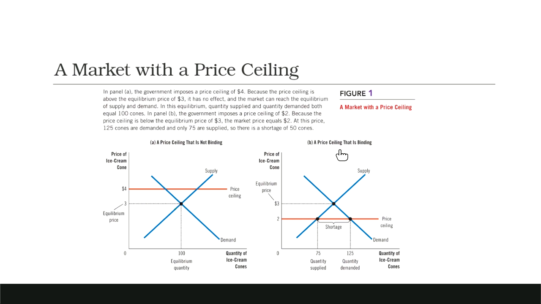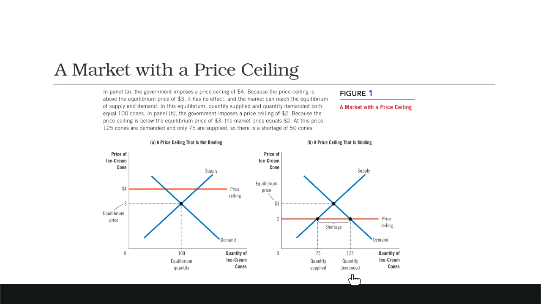However, example B gives us the idea of a price ceiling that is binding. And notice that with this price ceiling, $2, we're now below the equilibrium price of $3. So the government has said you can't charge more than $2, but the market wants to be at $3. The consequence is that consumers are like, oh, yes, absolutely, I will definitely buy this at $2. And producers are like, oh, no, I'm not making this much for that many people at $2. And so we wind up with a quantity supplied of 75 and a quantity demanded of 125.